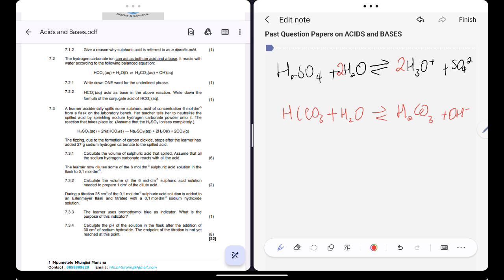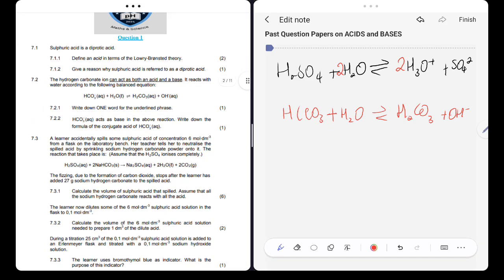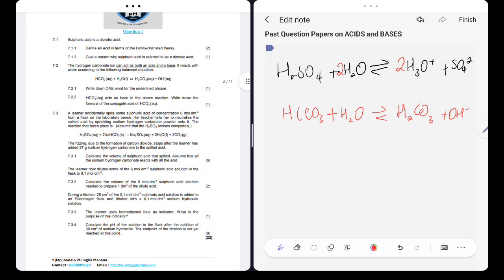For the first question, they want us to write down one word for which the underlined phrase simply means. The underlined phrase tells us that this substance can act as both an acid and a base. That means that substance is an ampholyte. It has the ability to accept a proton or to donate a proton. You can say it's an ampholyte or amphiprotic.